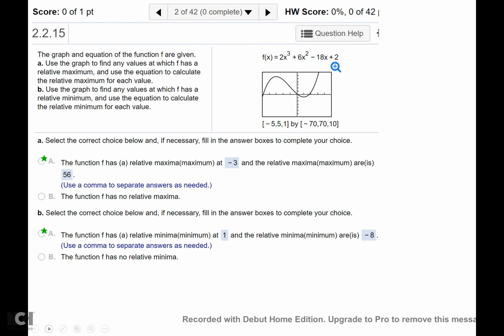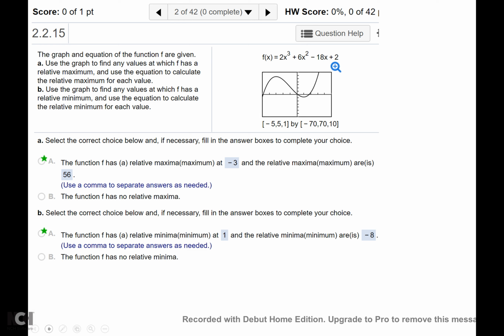So this one doesn't have any constant intervals. All right, not same directions. The graph and the equation of the function f are given. Use the graph to find any values at which f has a relative maximum and use the equation to calculate the relative maximum for each value.